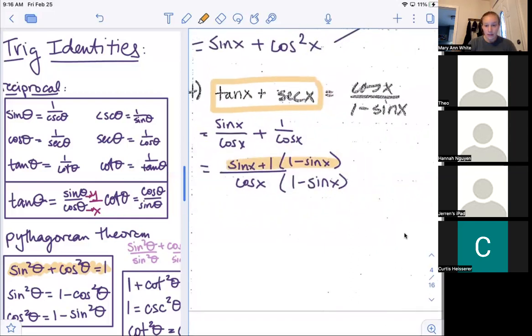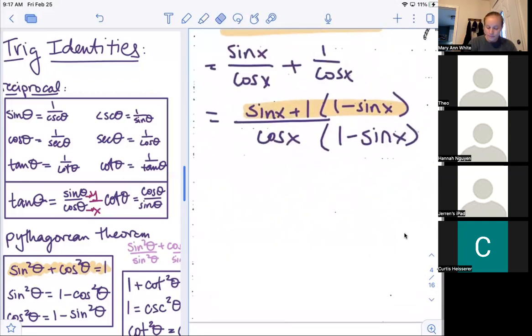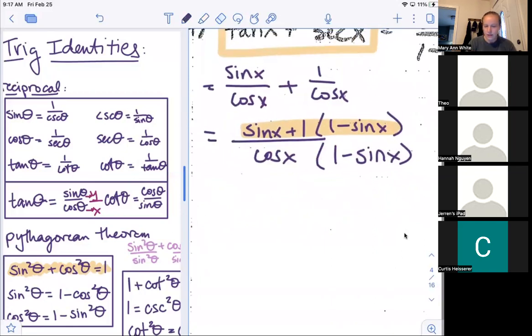The reason I'm not on the bottom is because I want 1 minus sine x all by itself. So at some point, I'm going to have to get rid of that cosine. So if I just leave it unfactored or undistributed, I can eventually cancel them out pretty easily later on. Is everybody okay with that? Anybody questions yet?